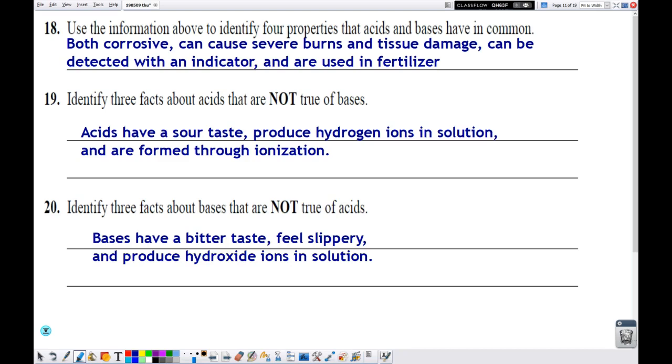You could have listed anything that had just the B as an answer. Bases have a bitter taste, they feel slippery, they produce hydroxide ions in solution, are good examples of those. But there are more right answers than what I've given you here.